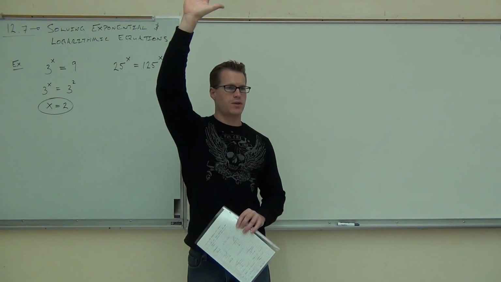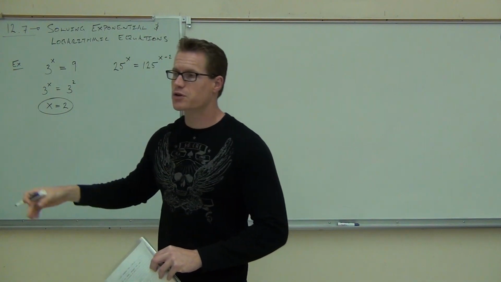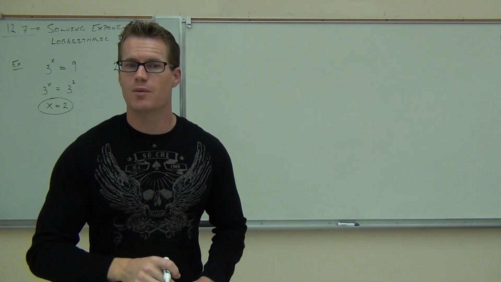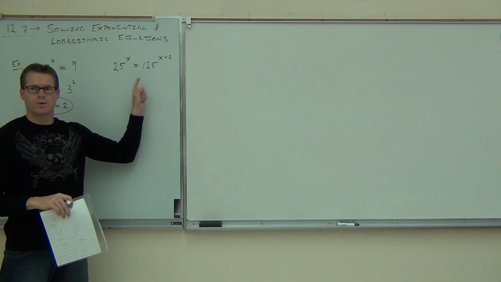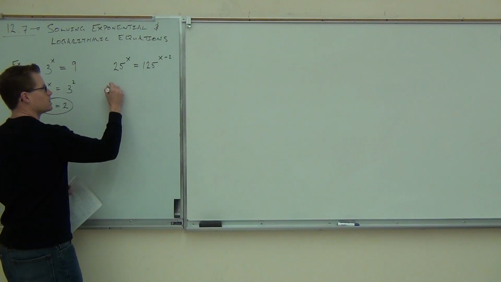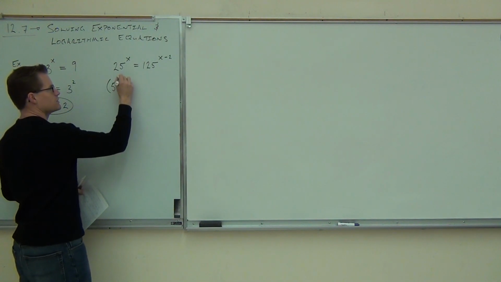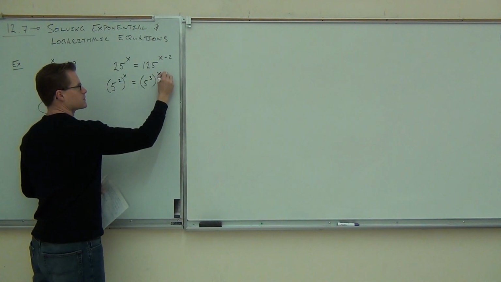Raise your hand if you feel okay with that. Yeah, that's really old stuff, right? But that's going to be on your test, so you need to know that. The first thing you look for is, can you find common bases? Also over here, could you find common bases here? What's your base going to be for those? 5. Sure, you would write 5 squared to the x, 5 to the third to the x minus 2.